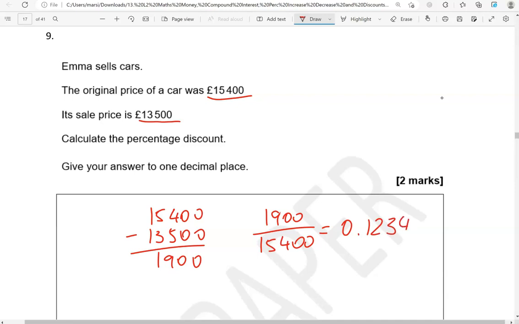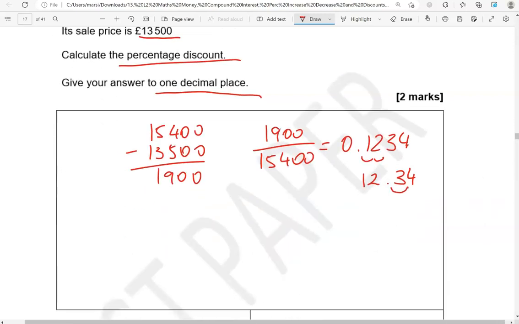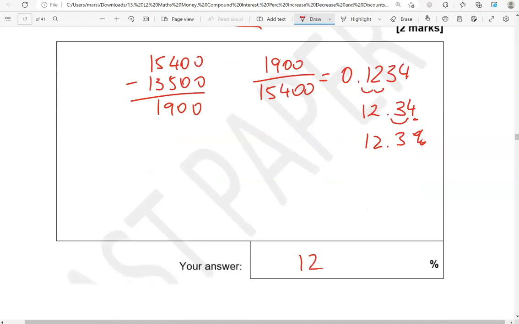Just rounded it to 4 decimal places. And we've got to give the percentage. So this is as a decimal. Now as a percentage, this will be 12.34. We've got to give our answer to one decimal place. So we only need the 3 in there. The 4 tells us we've got to keep this as a 3. So 12.3%. 12.3% is the final answer.